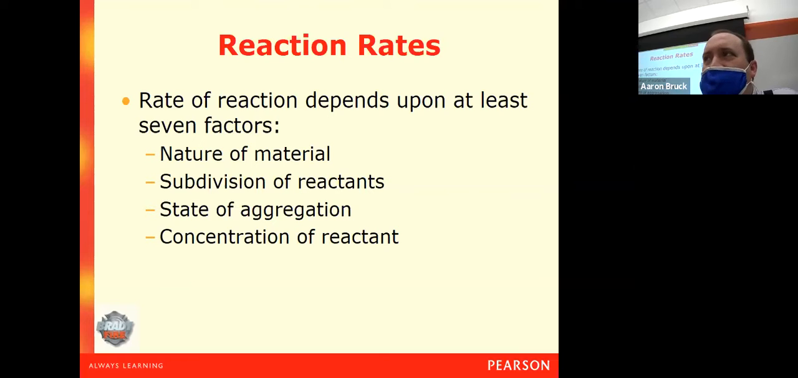Third, their state of aggregation. Again, are they a solid, a liquid, a gas? How are they held together? If they're a solid, are they finely divided, really fine powders? Or are they big blocks, like a giant block of metal? 30 pounds of magnesium are going to react differently depending upon how they are put together. If I have it in one big cube, the reaction of that 30-pound block is going to be a lot less than if I pound it out into a fine sheet or if I pulverize it into fine powder.